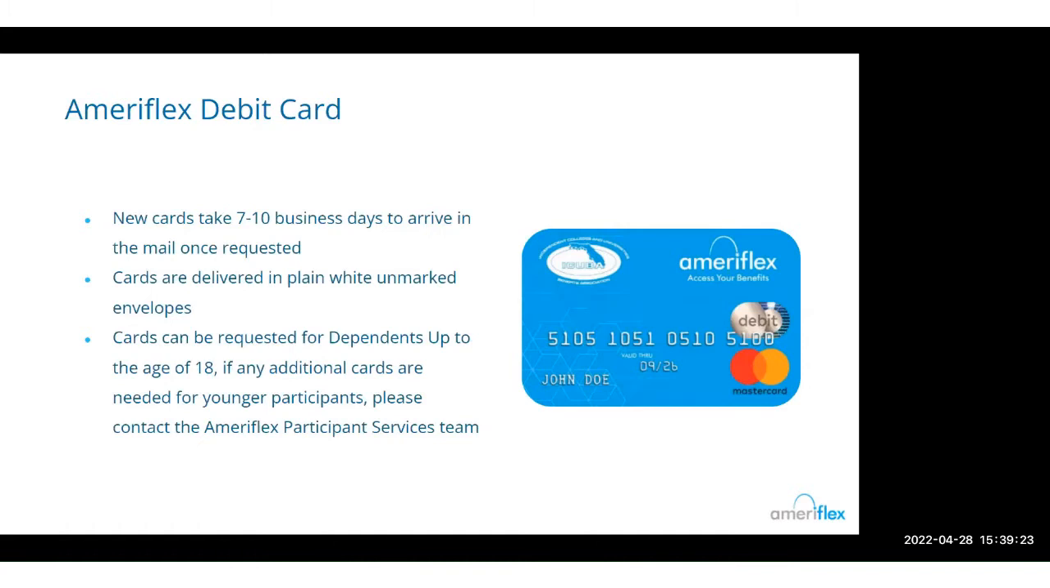You can still add dependents under the age of 13 and have cards issued to them, but the request to have a card issued for a dependent under the age of 18 would need to come over to our Ameriflex participant service team to have issued for you. That ability is not available through the portal. But we do ask prior to reaching out to us, if you need us to issue a card, that you add that dependent in the portal so they're there and available for us to just issue that card right out for you.